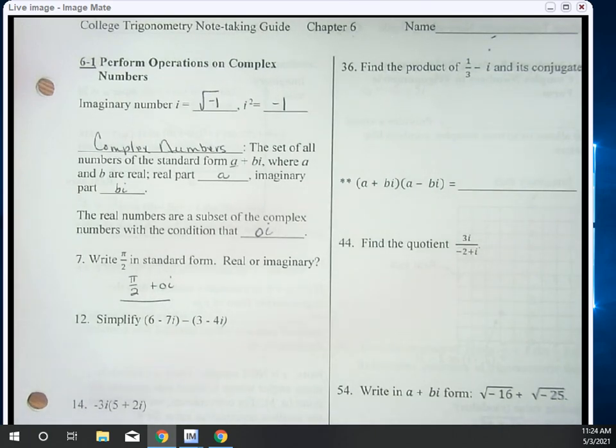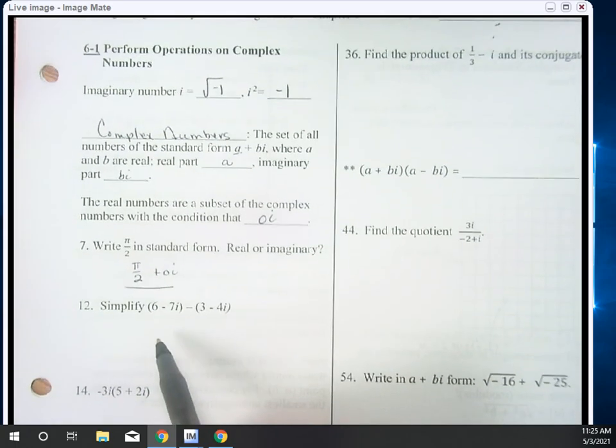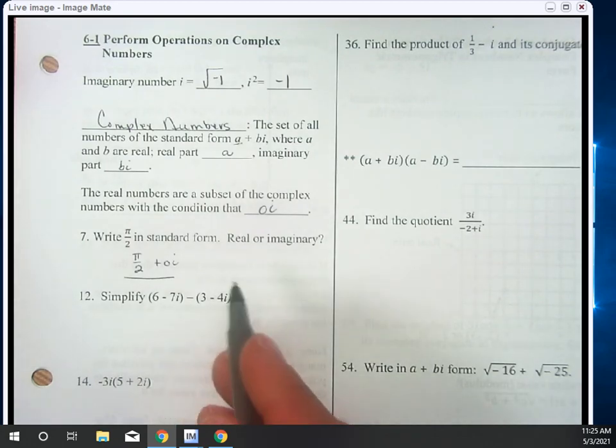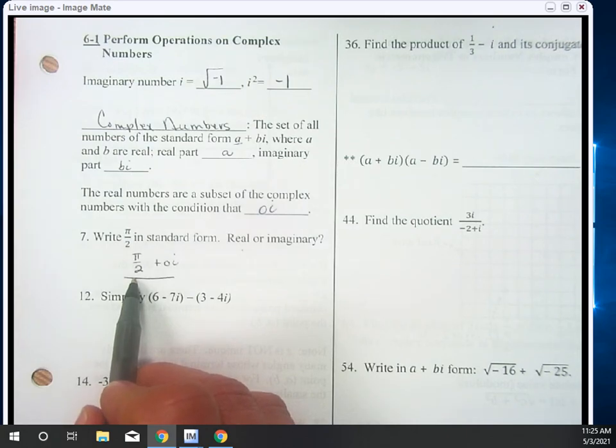Pi over 2 plus 0i. 0i, 0 in the imaginary. But what? So is it the same thing as kind of like plus pi k? Or no? It's like 2 plus 0. It's still 2. It's a real number. Pi over 2 is a real number.